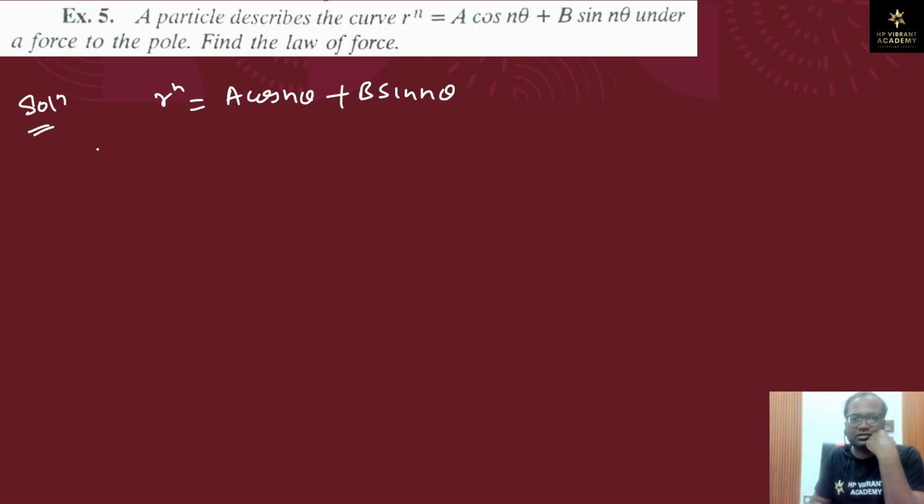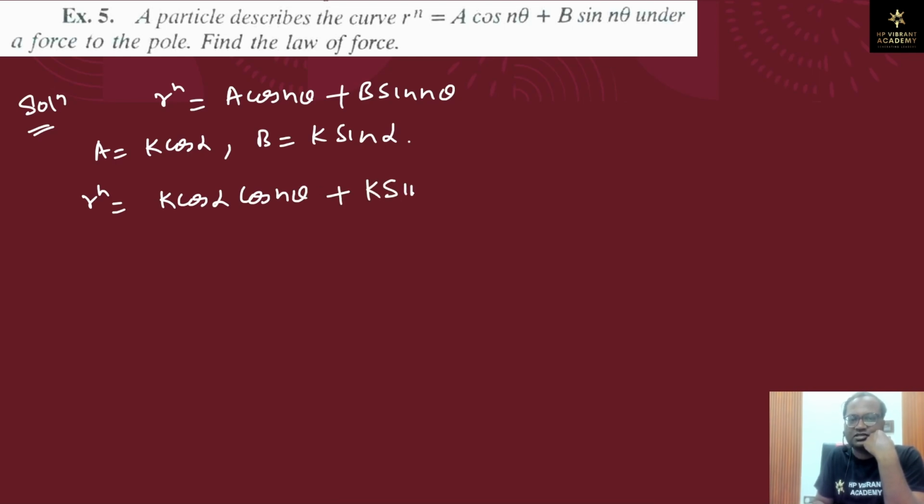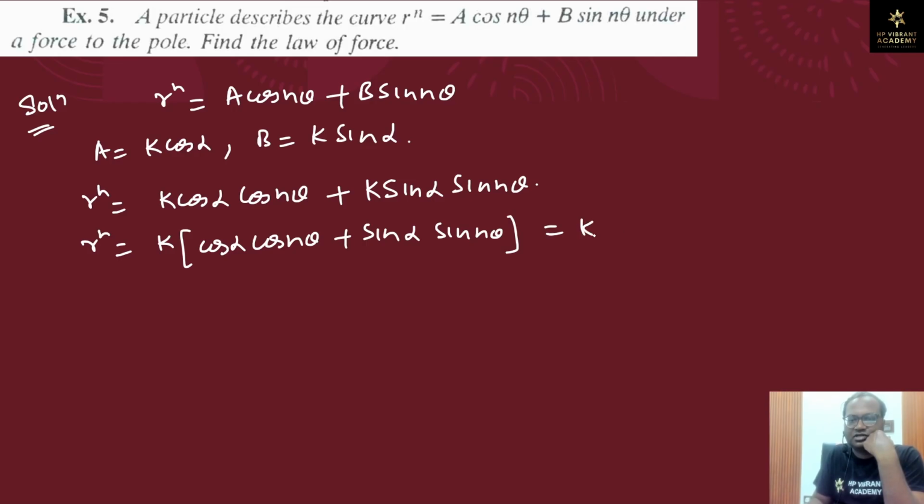So let us assume a is equal to k cos alpha and b is equal to k sin alpha. Okay, so r to the power n is equal to k cos alpha cos n theta plus k sin alpha sin n theta. Taking k common, we have r to the power n is equal to k times cos alpha cos n theta plus sin alpha sin n theta. So this is equal to k times cos of (n theta minus alpha).